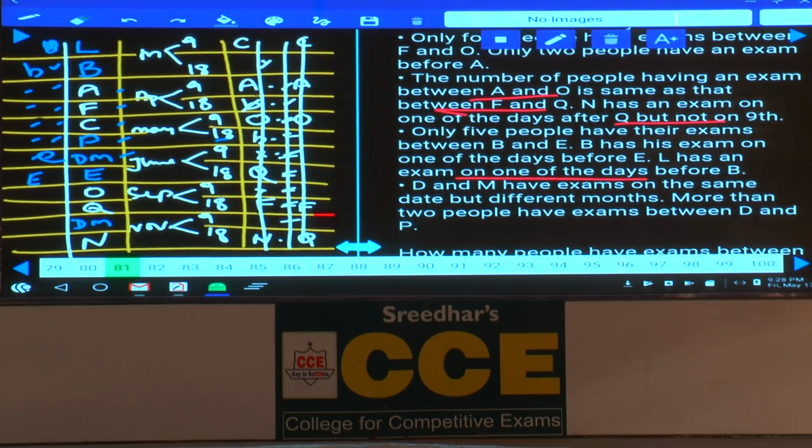If P is here, more than 2 persons in between D and P, hence D cannot be on June 9th. As D cannot be on June 9th, M is here. If M is here, D will be on November 9th. Clear now? Now this is how these 12 persons have their exam on 12 different dates.